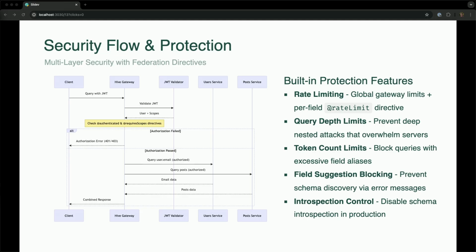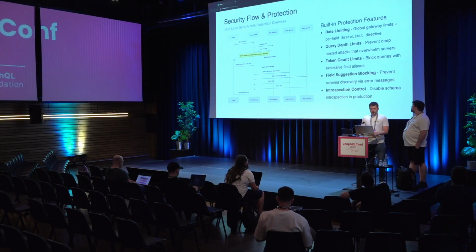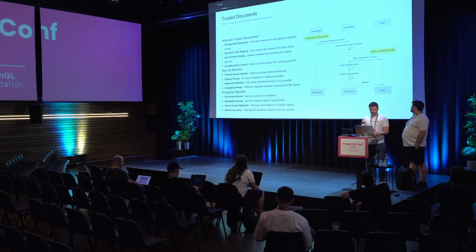Beyond authorization, we protect against common GraphQL attack vectors. Rate limiting will prevent abuse. Query protection stops malicious queries, like deeply nested ones or those that contain a lot of tokens, while field suggestion blocking will prevent schema discovery attacks even when introspection is disabled.